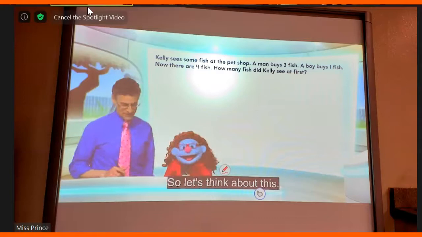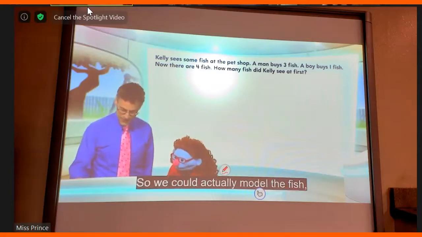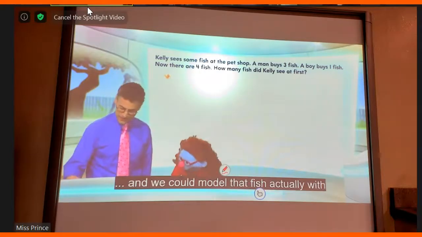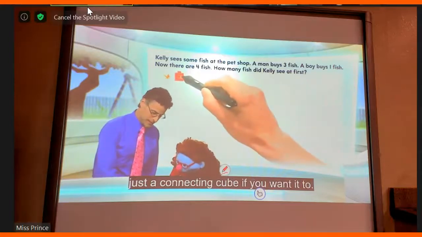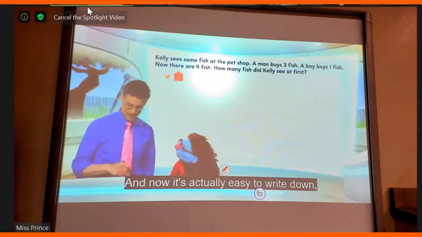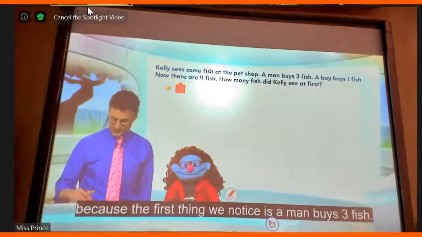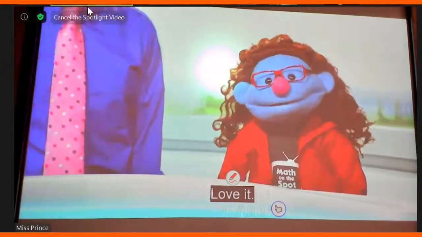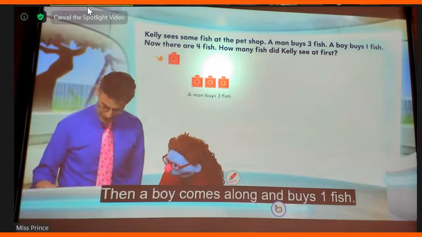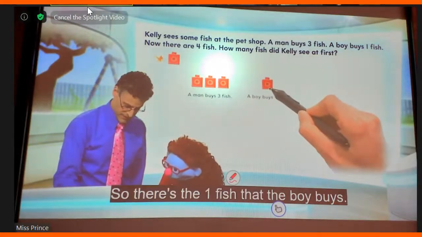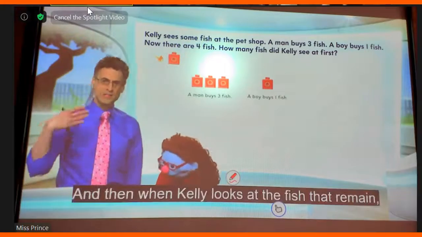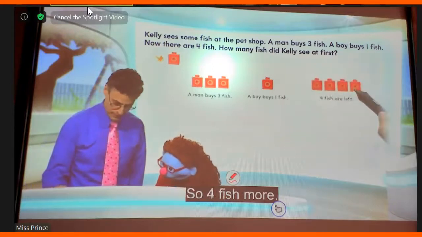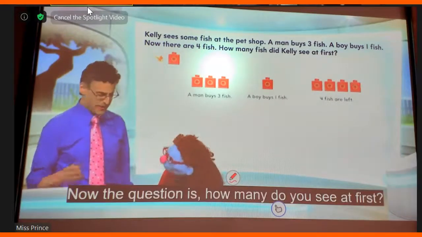All right. So, let's think about this. We could actually model the fish, think about modeling these little fish. Sorry, Kieran, I have it turned all the way up. And that was easy to write down, because the first thing we notice is a man buys 3 fish. So I'm going to indicate that with 3 connecting cubes. Love it. Then a boy comes along and buys 1 fish. So there's the 1 fish that the boy buys. And then, when Kelly looks at the fish that remain, he sees there are 4 fish left. So 4 fish more. Now the question is, how many did he see at first?